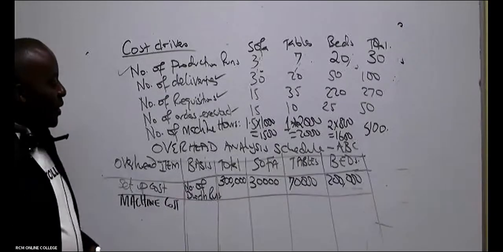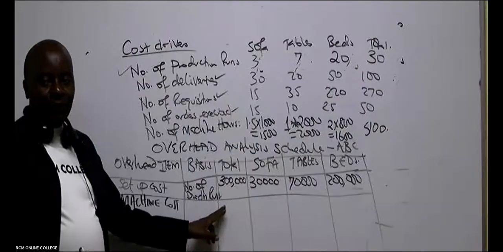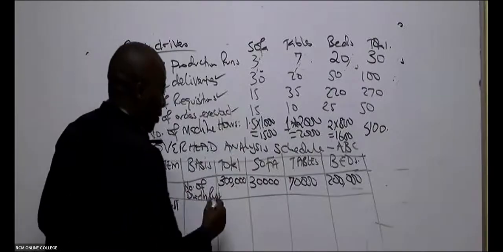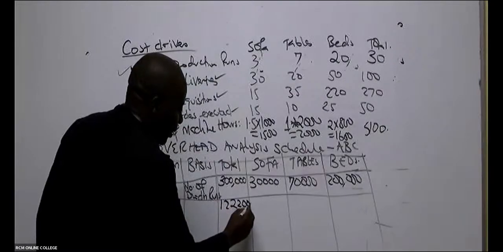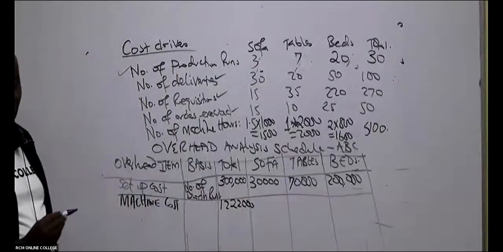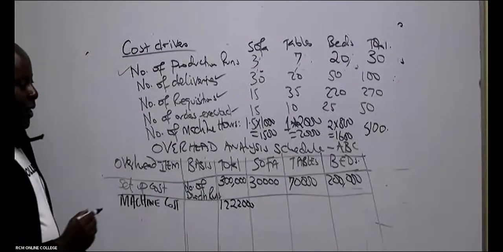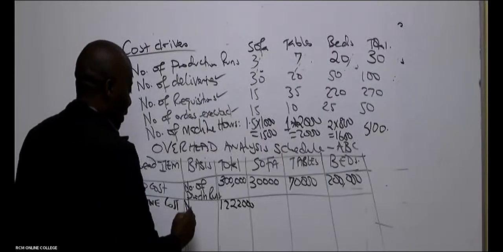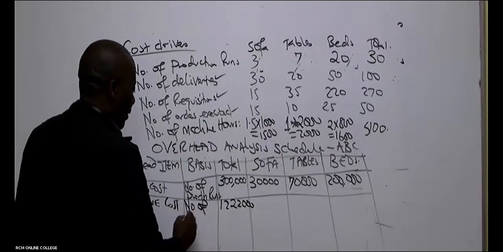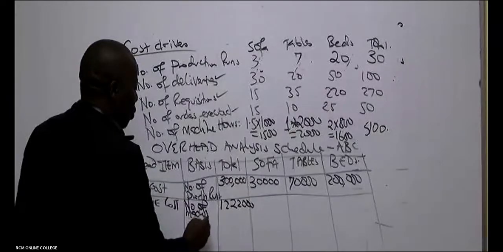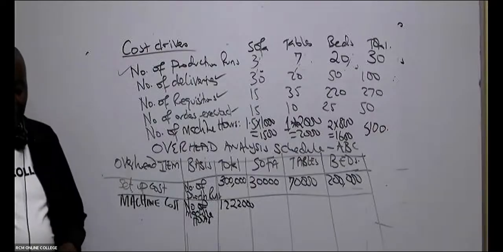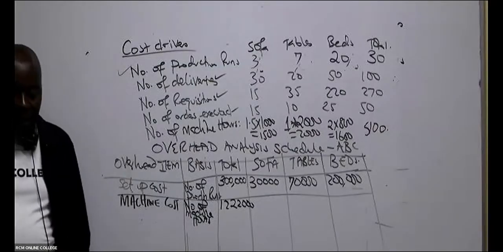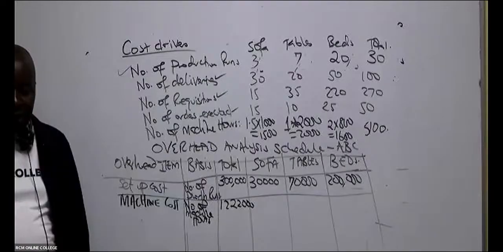So machine cost, how much is the total? 1,220? 1,000. Have they given us the basis for apportionment? Number of machine hours. So then are you able to apportion using number of machine hours yourselves? Let me give you 1 minute. Tell me whether you're able to apportion.